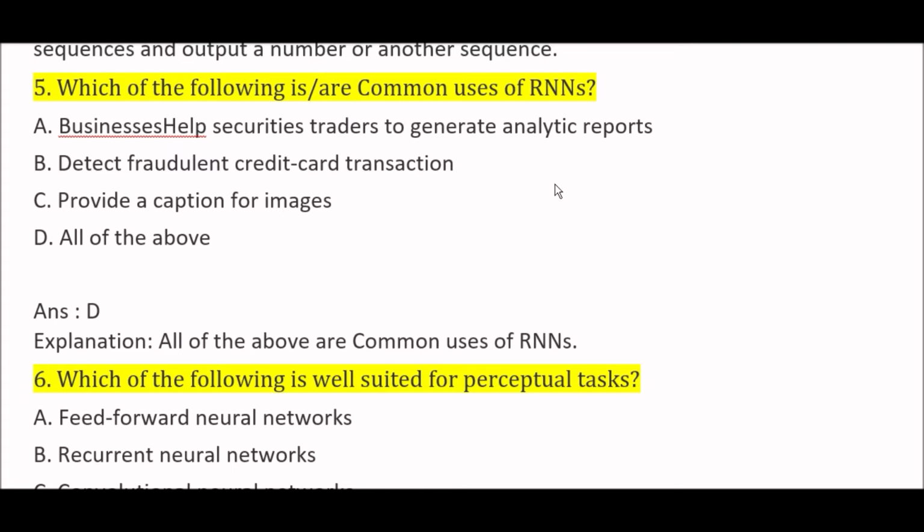option A, B, C, they all are correct regarding common use of recurrent neural networks. Recurrent neural networks you use as a business helper for security traders to generate analytical reports, you use as a detector for fraudulent credit card transactions, and you use as a provider for captions for images. Okay, so right answer here is option D, all of the above.